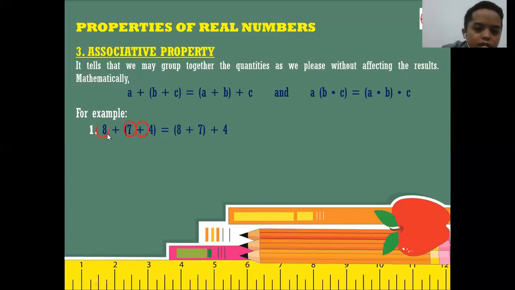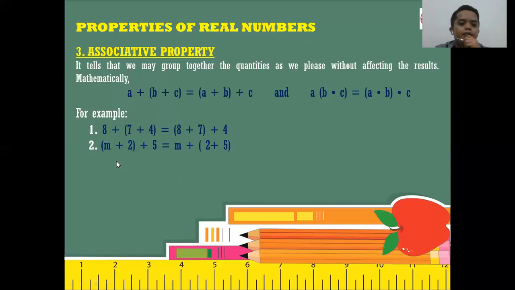So this one and this one. So the real numbers are not moving, but only the parentheses. So the first group here is 7 plus 4. This time, the 8 plus 7 is grouped together, but the result is not affected, the result is just the same.